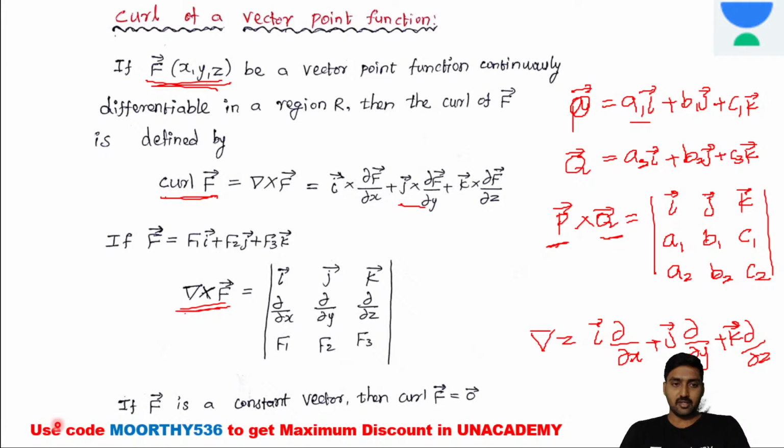It's very important, listen. As per this methodology, we are applying i vector, j vector, k vector. Now the coefficients: the i vector coefficient of the del operator is dou by dou x, the j vector coefficient is dou by dou y, the k vector coefficient is dou by dou z. For the f vector, the i vector coefficient is f1, j vector coefficient f2, and k vector coefficient f3. So this is the curl of the vector.